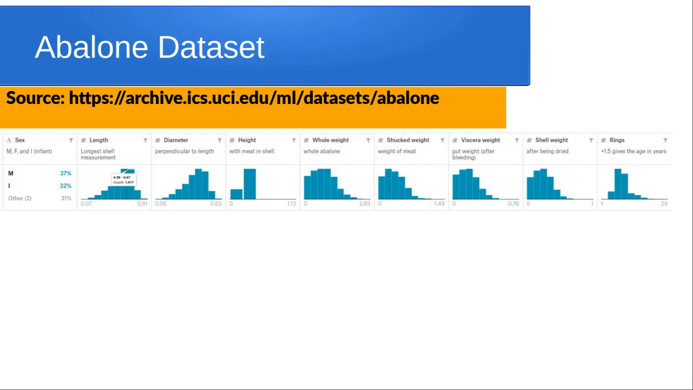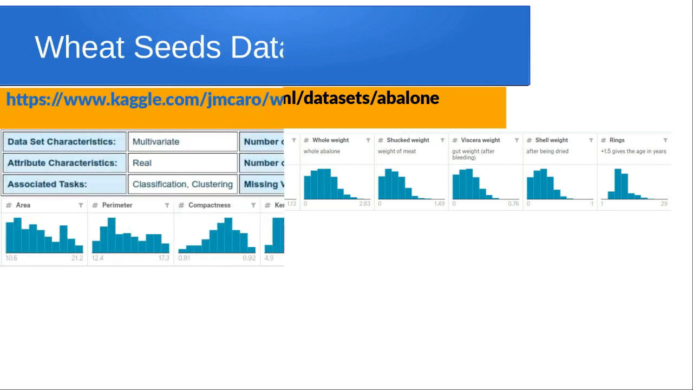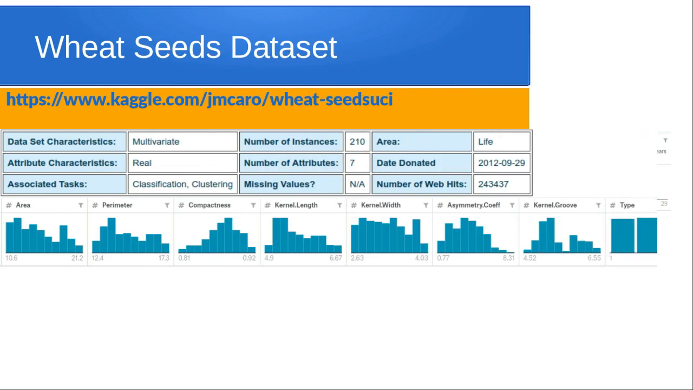The baseline performance of predicting the most prevalent class is a classification accuracy of approximately 16%. The baseline performance of predicting the mean value is a root mean square error of approximately 3.2 rings. The original file is available at https://archive.ics.uci.edu/ml/datasets/Abalone. Now coming to the next dataset, that is the wheat seeds dataset.